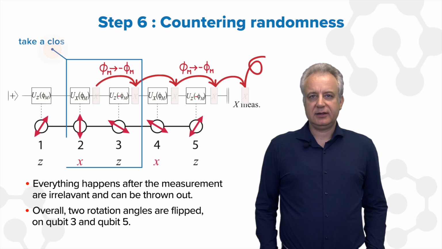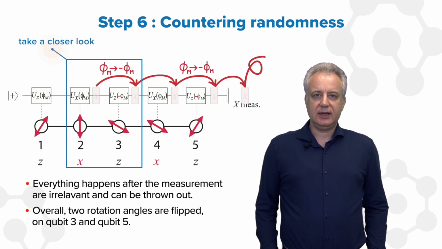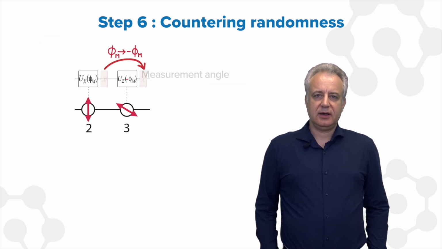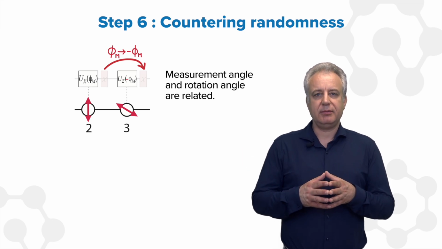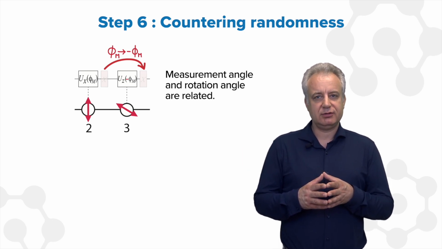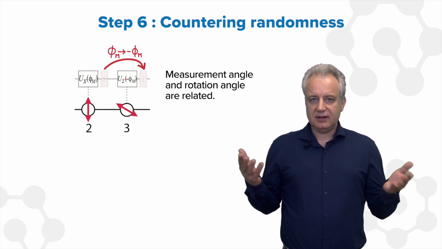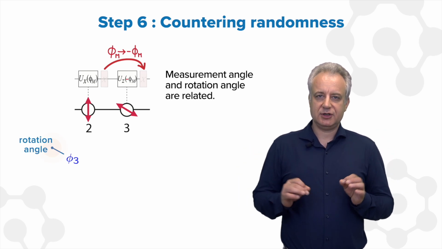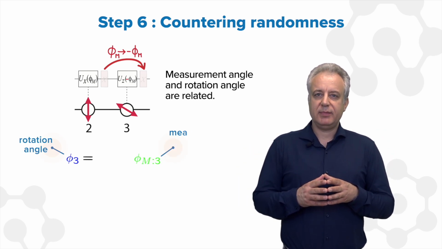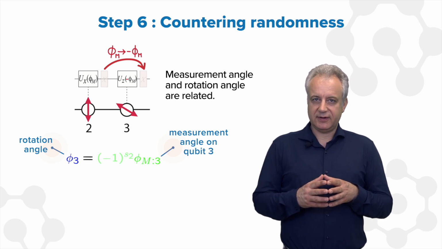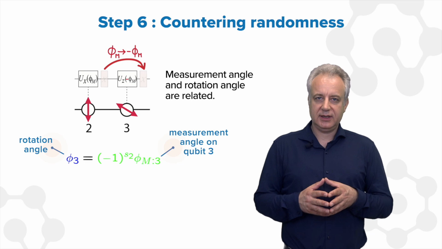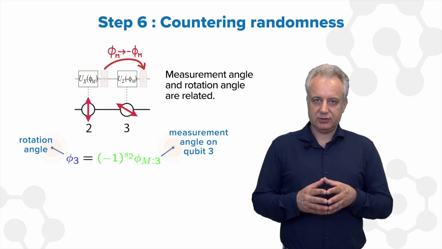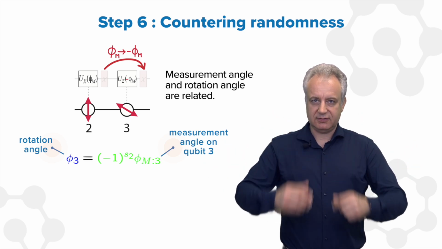So let's look at the interaction between qubit 2 and qubit 3. What we will find here is that the measurement angle phi m and the rotation angle phi of the logical rotation are now related in this still rather simple fashion. Namely, the rotation angle of the logical rotation equals the measurement angle times the sign factor plus minus 1, or more specifically, minus 1 to the power of the measurement outcome occurring on qubit number 2. They are the same up to this sign factor.